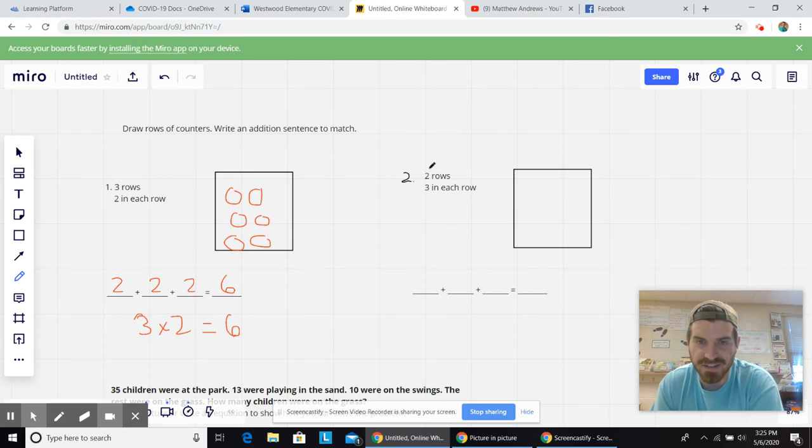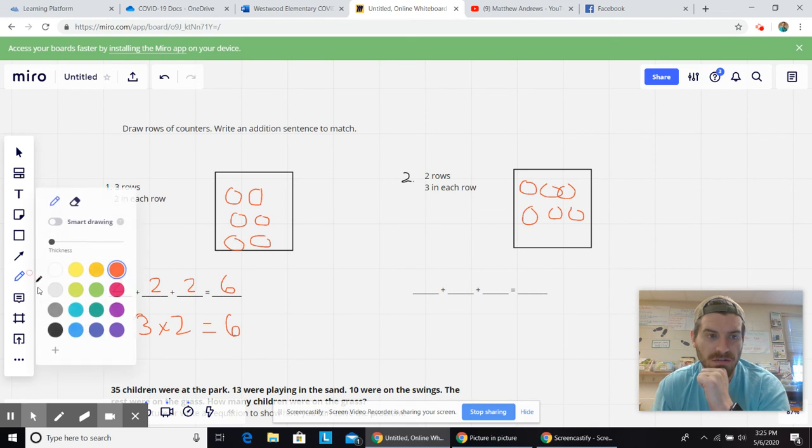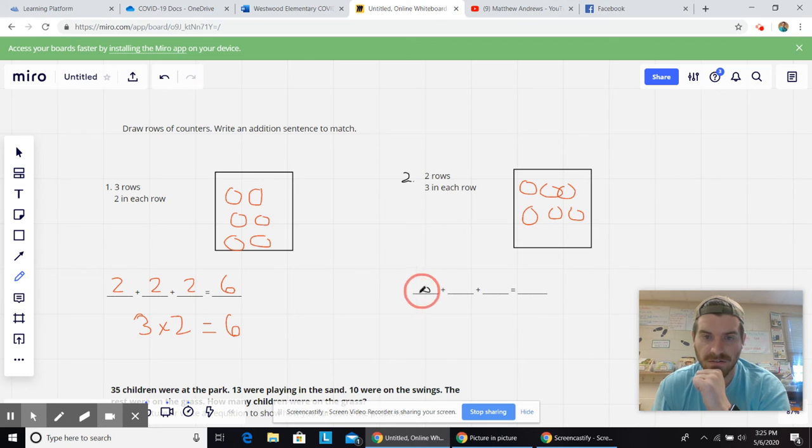Over here, it says 2 rows. So that means 1, 2. And how many is in each row? 3. So 1, 2, 3. That's one row. 1, 2, 3. So my picture here is going to look a little different. I actually do not need this other blank right here.